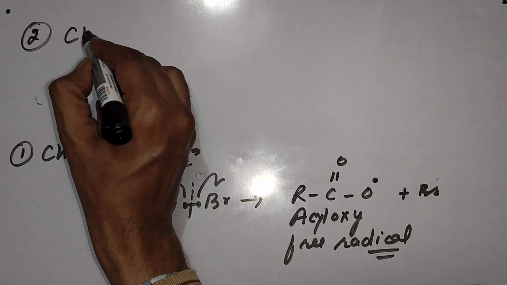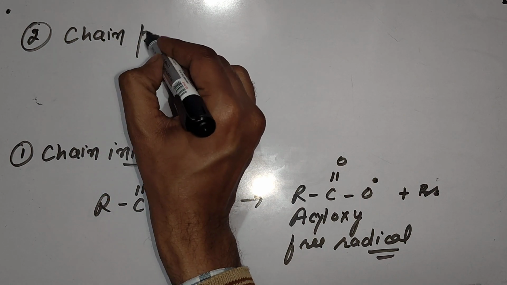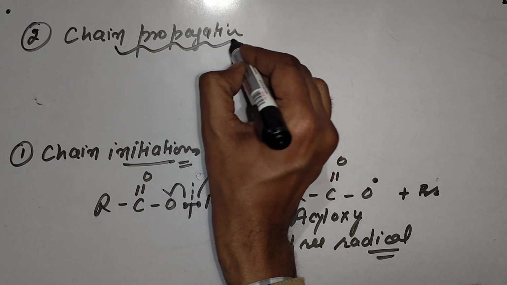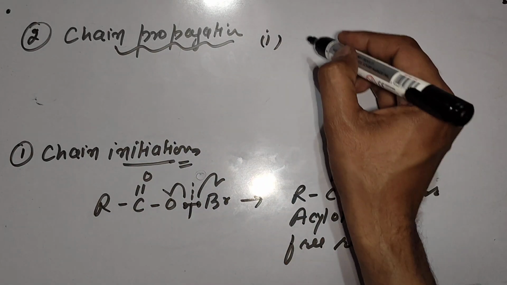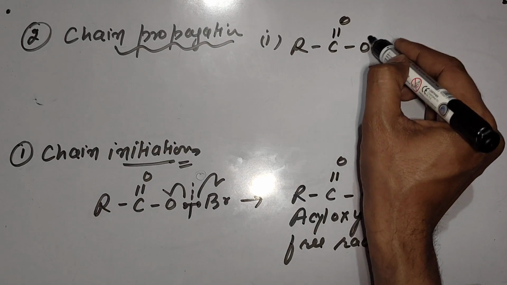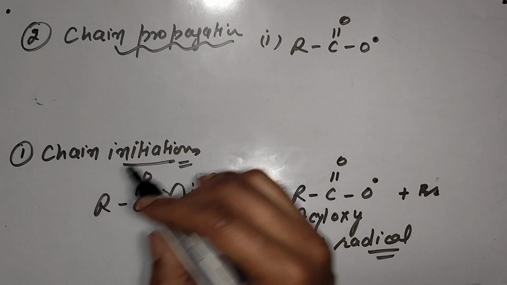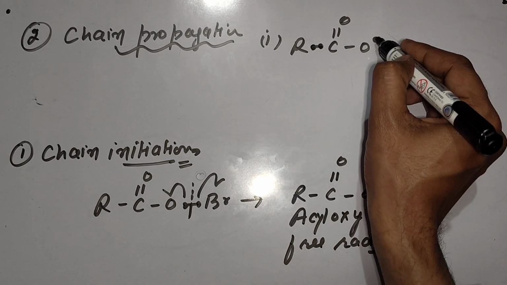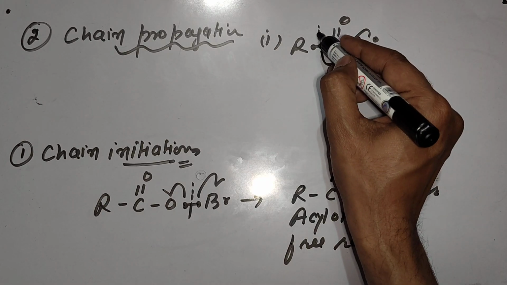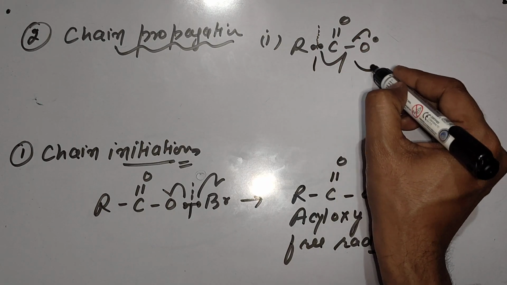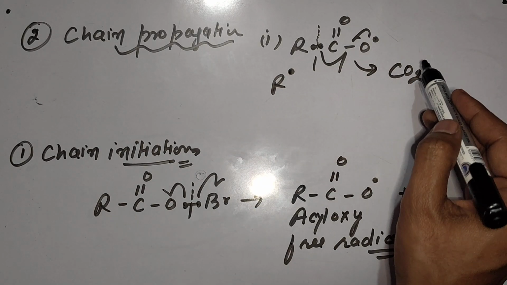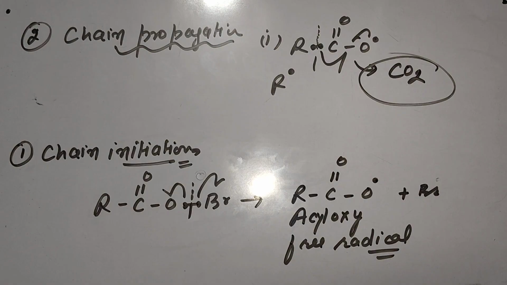The second step is chain propagation. In the first step of chain propagation, this acyloxy free radical will start creating stable particles. The O unpaired electron will combine with the carbon unpaired electron and the bond will break from here. So CO2, carbon dioxide, and a carbon free radical will be generated. This is one of the products, carbon dioxide.